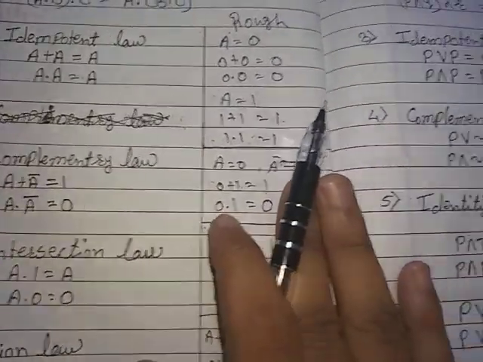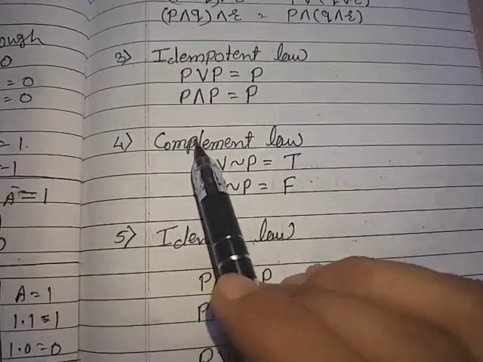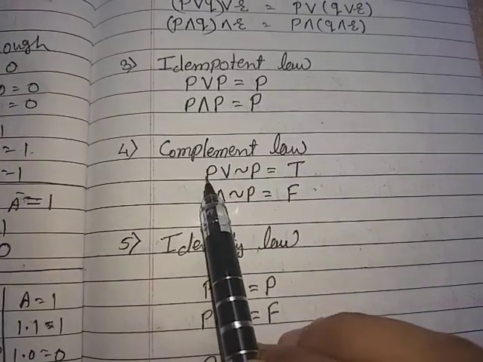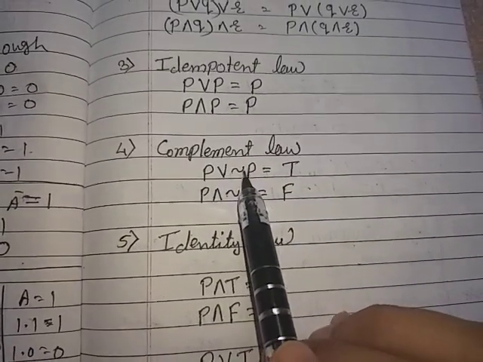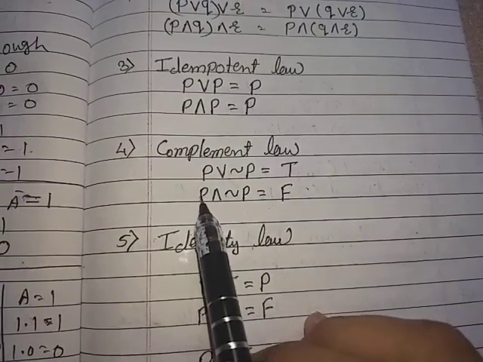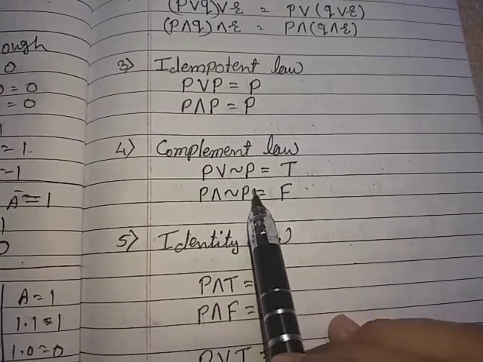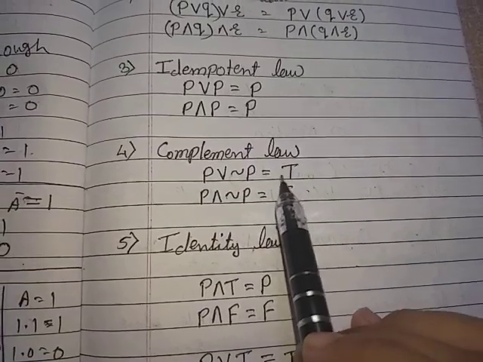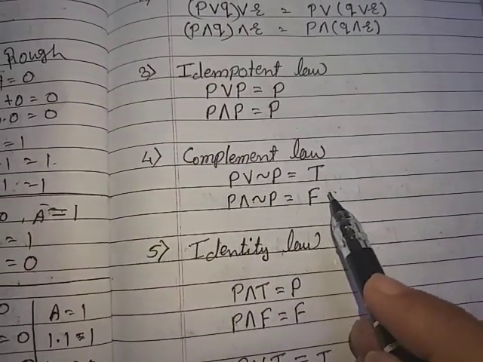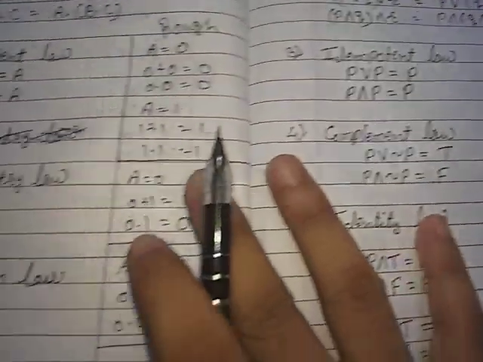Clear? Now the same law is available in mathematical logic as well, named complement law. P disjunction negation of P is equal to T, that is true, and P conjunction negation of P is equal to F, that is false. As we know that T is equal to 1 and F is equal to 0, equivalent to electronics logic.